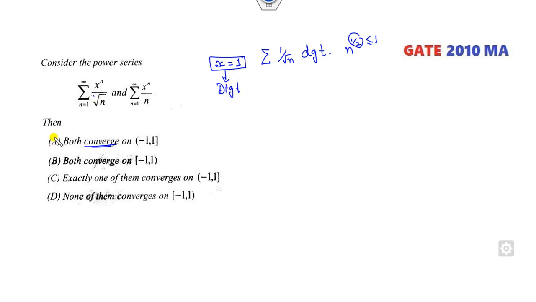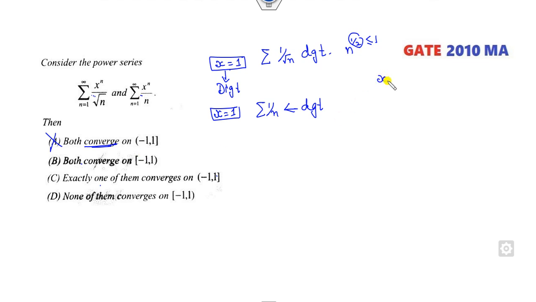So the option that both series converge on the interval with plus 1 is wrong. Now we can check x is equal to 1 for the second series. What is it at x equal to plus 1? It's 1 over 1. Again it's divergent. So it means both the series are divergent, but we are talking about convergence.